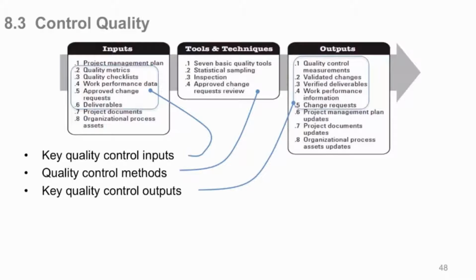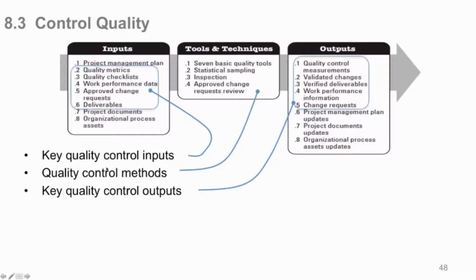The point here is to clarify your key quality control inputs. Your metrics are what you're going to measure against. You have checklists that help you do those metrics so you're consistent and you catch everything, you don't miss something. Work performance data comes in where you can do some charts to see how you're out of control, your control charts, all that. Approved change requests come in too to control quality, so you can make sure that those have been addressed properly. And obviously your deliverables now, as we all know from the beginning, from the life cycle of a deliverable, once they're built, they come in here as inputs ready to be assessed.